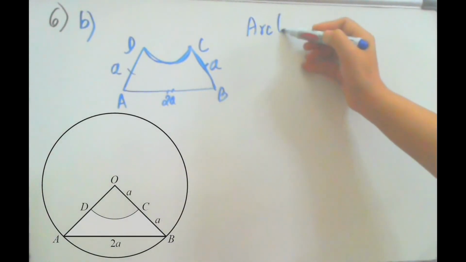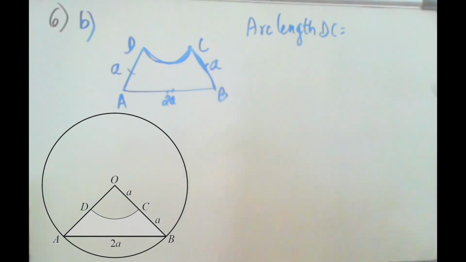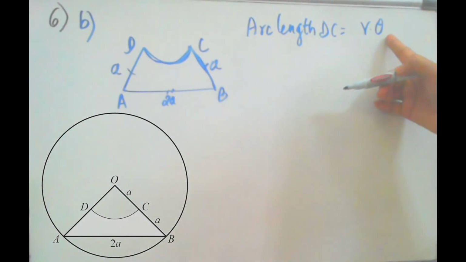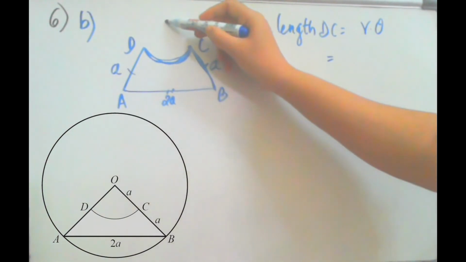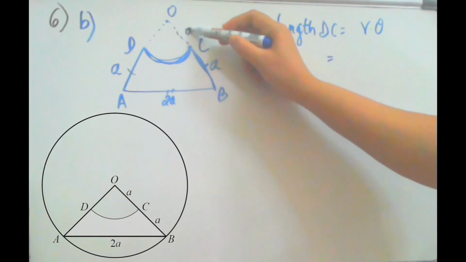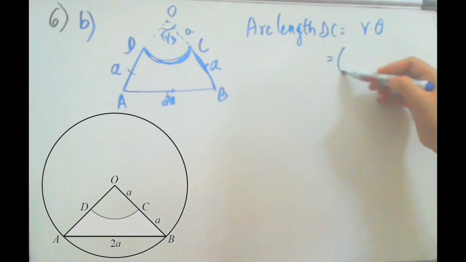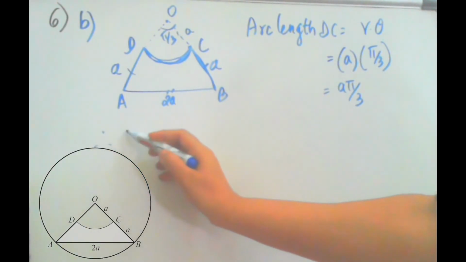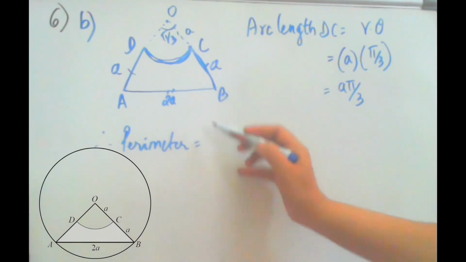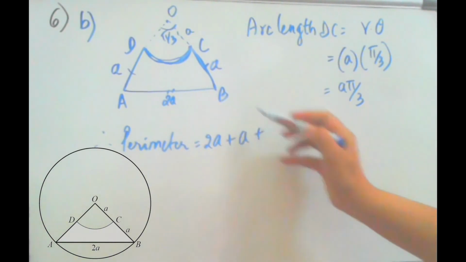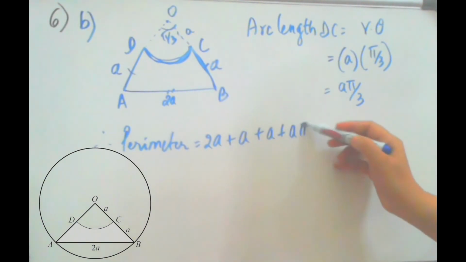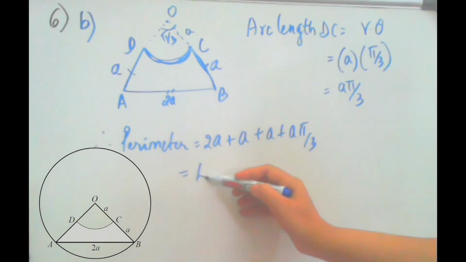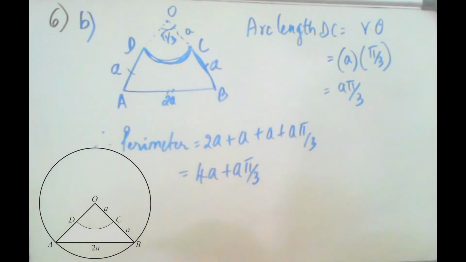So arc length DC is equal to, the formula is r into theta. Since we are dealing with radians, the formula is r into theta. So for this arc length, the center is here O and the radius is a, and this angle is pi by 3. So we will substitute a into pi by 3. So this is a pi by 3. Therefore, the perimeter of this shaded area is 2a plus a plus the other a plus the arc length, a pi by 3. So this simplifies to 4a plus a pi by 3. So this is the answer for 6B.